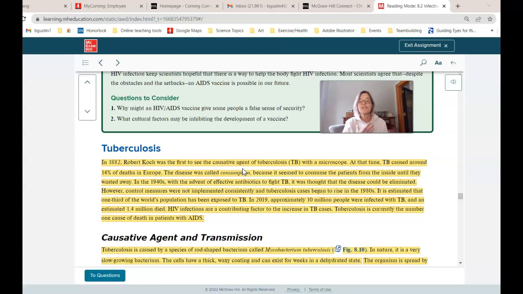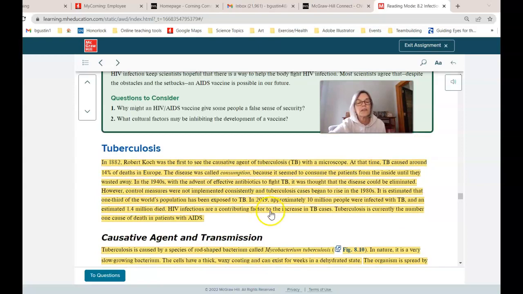But with tuberculosis, the bacteria grow in your lungs and reduce the amount of oxygen you can transfer into your blood, and therefore, hopefully you remember a little bit about this, you need oxygen to generate ATP, to generate energy, to metabolize our food. And so if you're not breathing well, you're not going to have a lot of energy, and you appear to get consumed. And so tuberculosis is a bacterial infection of the lungs. And you can see here, in Koch's time, TB caused around 14% of the deaths in Europe. It was quite a common disease.